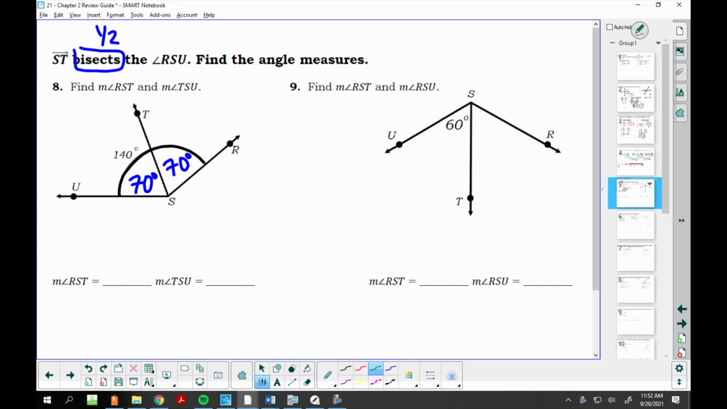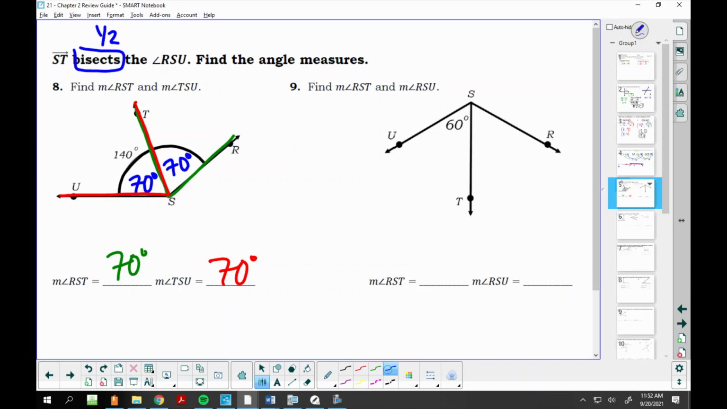So we want the measure of angle RST, which is 70 degrees. And we want the measure of angle TSU, which is 70 degrees. Make sure you read that and check what they're asking for. You don't want to just assume that they're asking for both halves.